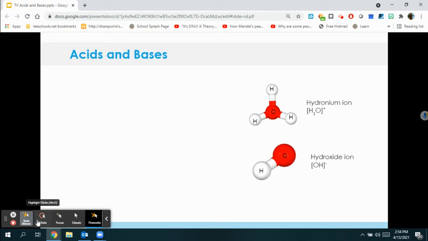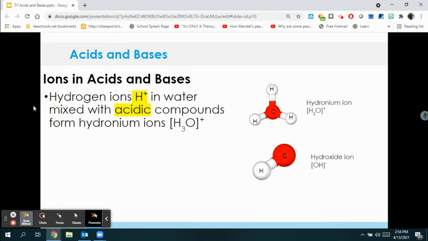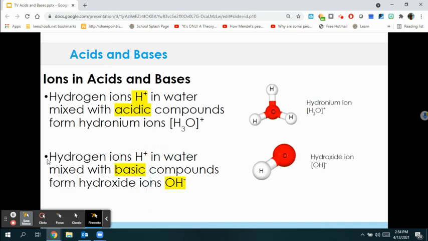All right, acids and bases. Hydrogen ions, H plus, in water mixed with acidic compounds form hydronium ions. Here's an example of a hydronium ion. It has oxygen and then 3 hydrogens. Hydrogen ions in water mixed with basic compounds form hydroxide ions. That's OH, so it just has one O and one H.